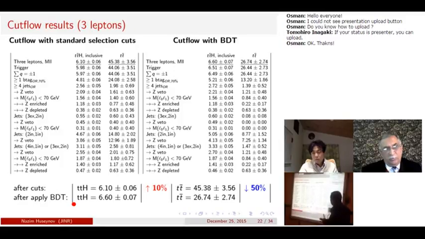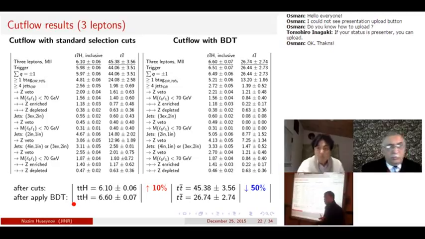When we apply our BDT, we receive the next figure, 6.16 for signal. It means we have a 10% increase of signal, and for TT bar 26.74, which means close to a 15% reduction of background. This result is meaningful for us, because it shows that our method is working, and we can increase signal and reduce background. And our summary, next slide.